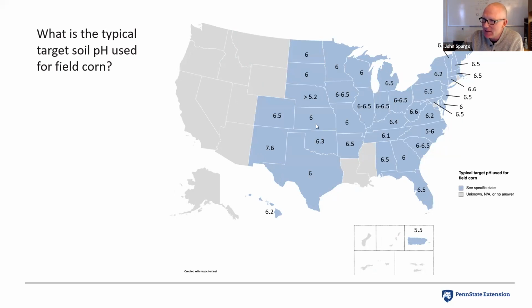Most states are coming in somewhere between 6 and 6.5. A few notable outliers: Nebraska, as long as we're over 5.2, everything's good. North Carolina for mineral soils has a target pH of 6, while for the organic soils, 5 or close to 5. But in general, between 6 and 6.5.